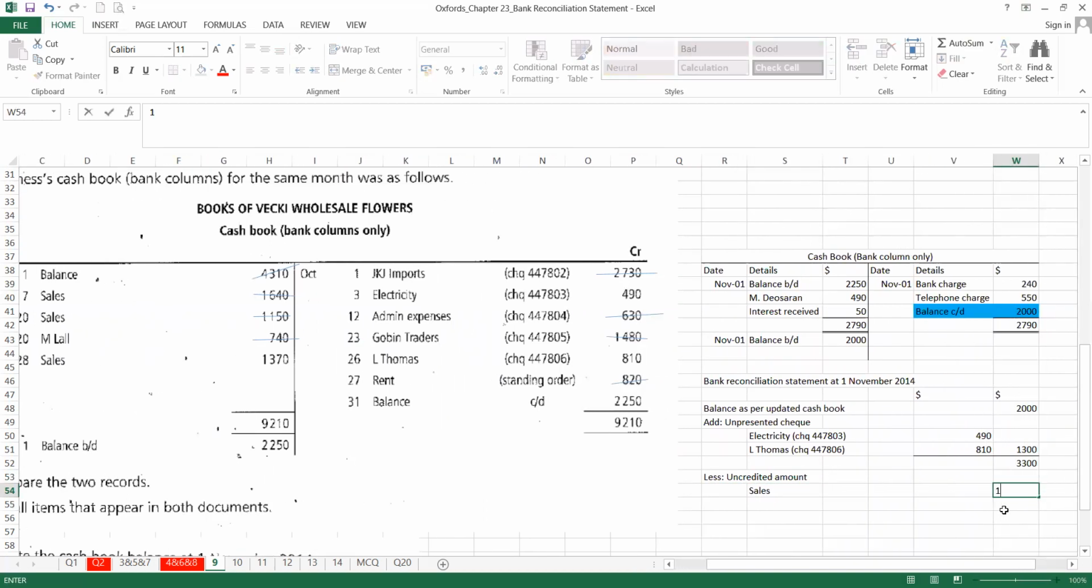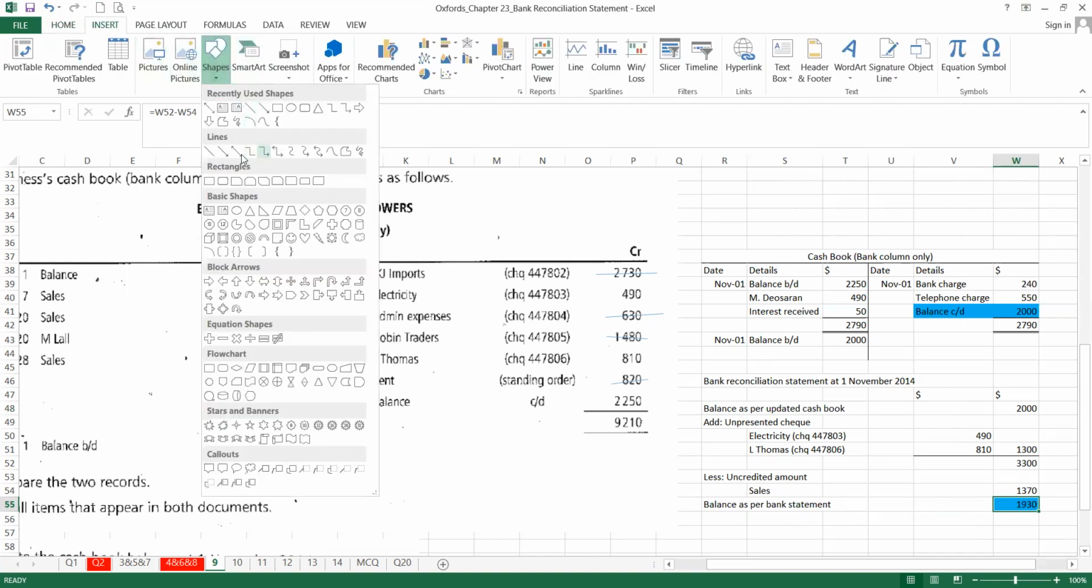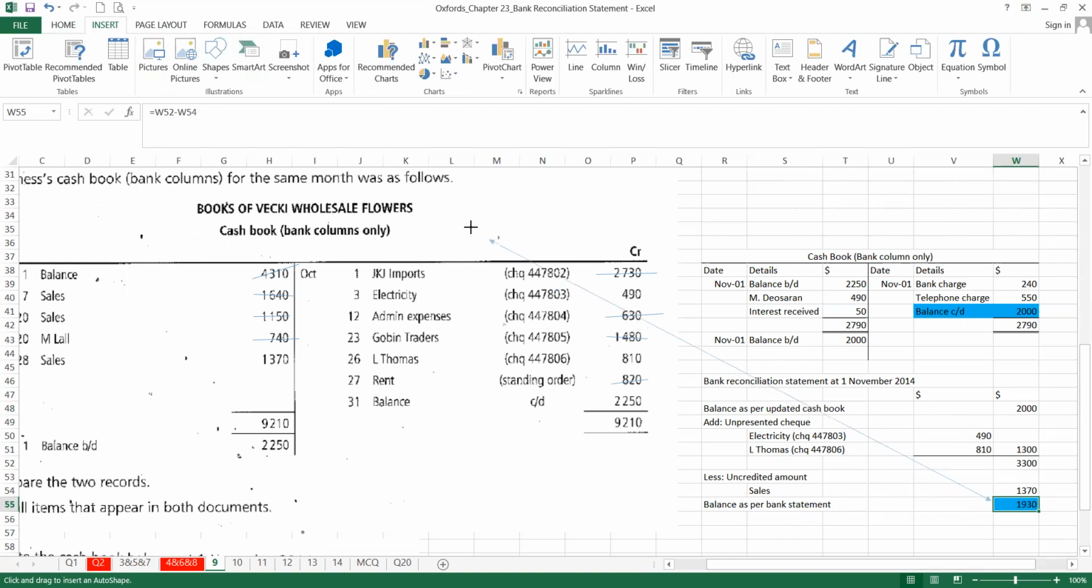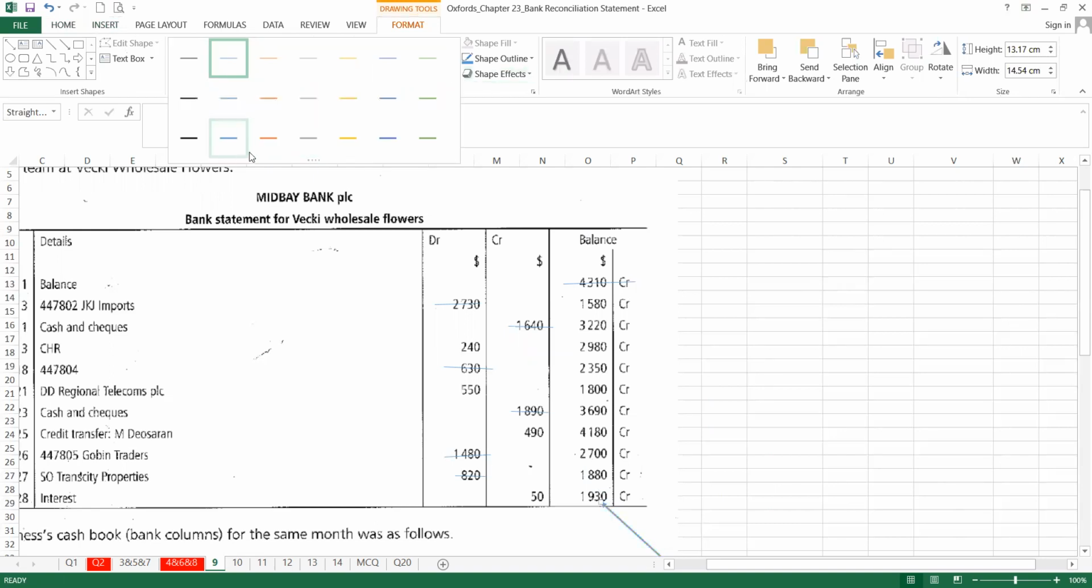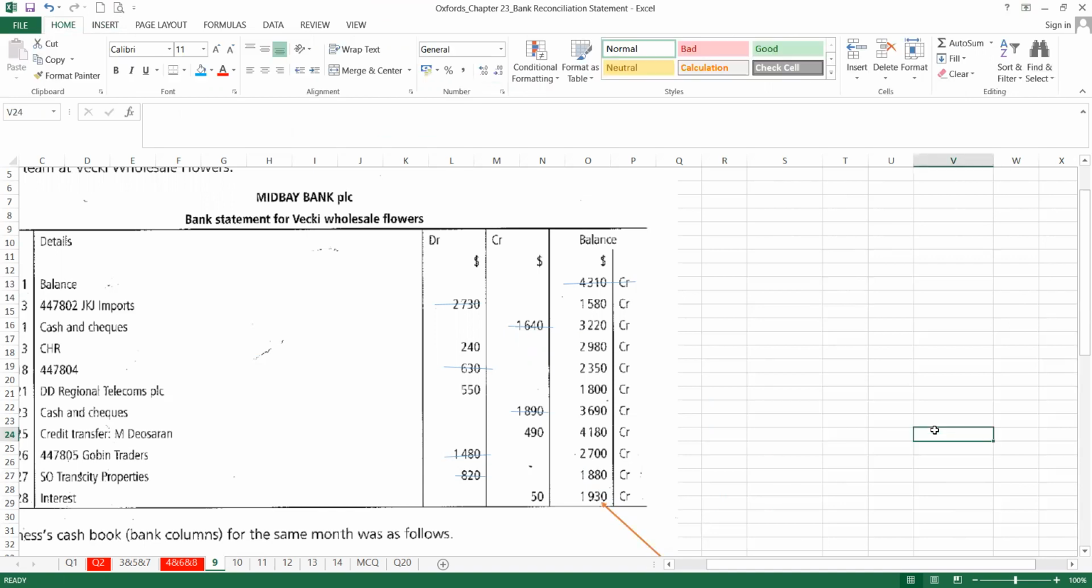So sales 1370. So take 3300 minus 1370. So we get balance 1930. So when we can get this amount, okay, balance as per bank statement. Once we can get this amount, okay, this amount equal to this. It means that our bank reconciliation statement should be correct, should be no problem. Okay, so that is a detect point.